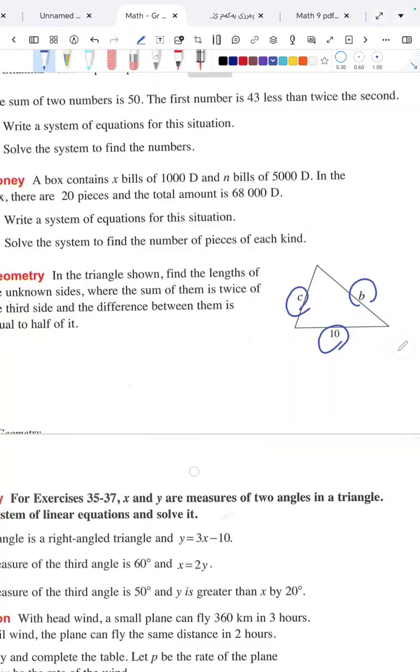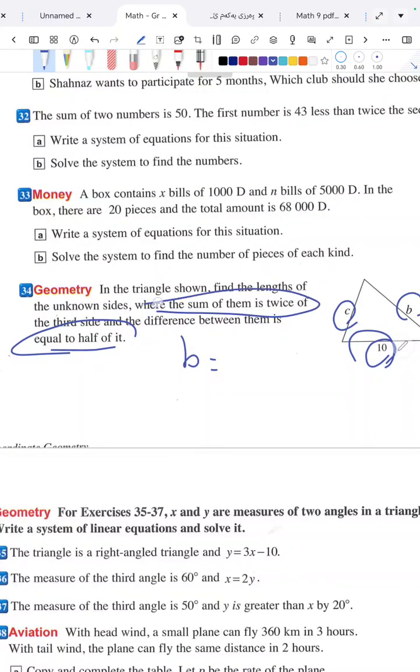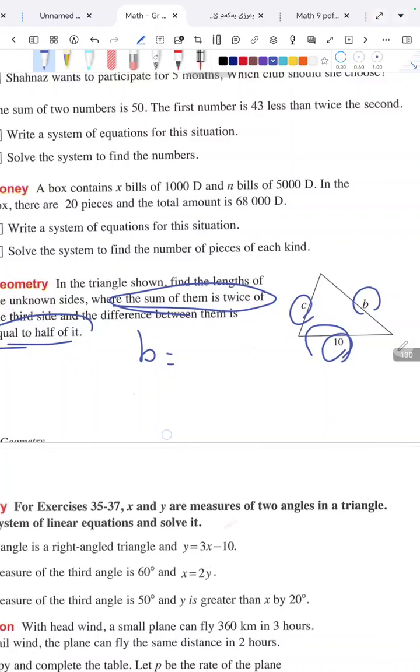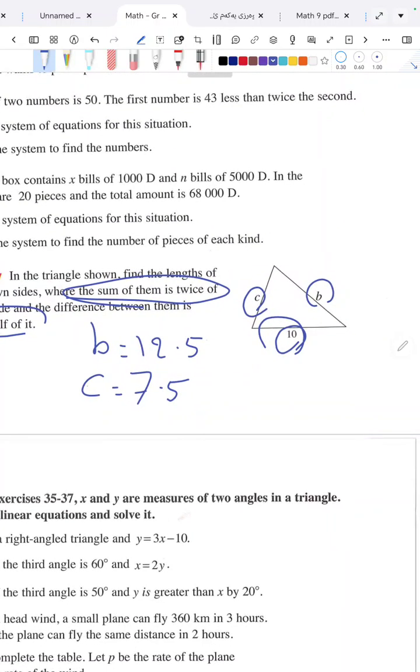For B and C, when you subtract them, it's half of 10. When you add them, it's twice the third side. So we will say B equals 12.5 and C equals 7.5. When you add them, it equals 20, which is twice the third side. And when you subtract them, it equals 5, which is half of it.